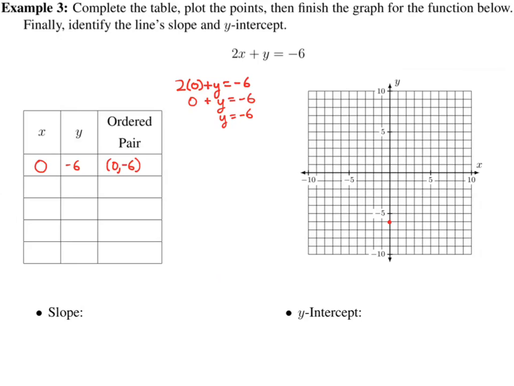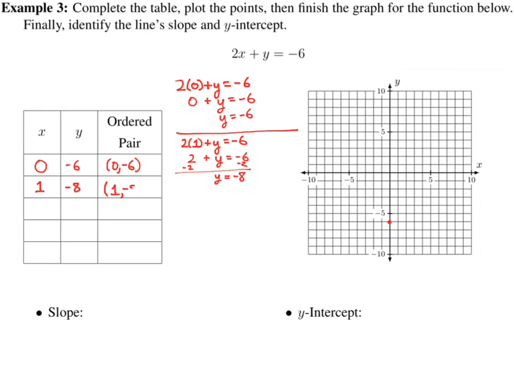Dot. Okay. Choose another one. I chose 1. So 2 times 1 plus y equals negative 6. 2 times 1 is 2. So it's really 2 plus y equals negative 6. Take the 2 off. Subtract the 2 from both sides. Y equals negative 8.